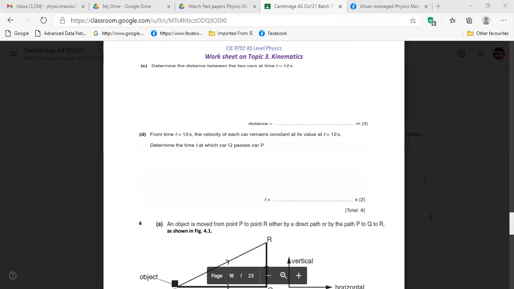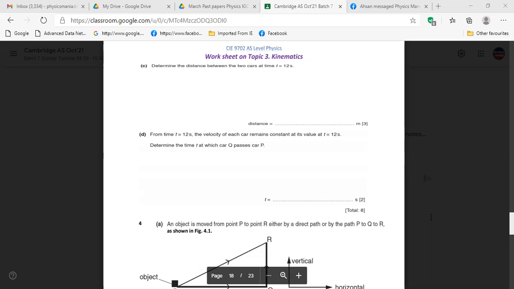Sir, but car Q passes car P at 9 seconds or something. No, they are not passing. It's their speed graph. Their graph is crossing, but they are not crossing. P is still forward by 84 meter.